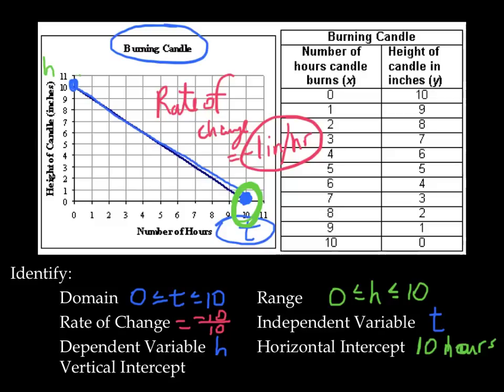Finally, for the vertical intercept, that's over here. The vertical intercept is 10 inches. That vertical intercept represents the point where the line intercepts the y-axis, in this case the h-axis, and that is also representative of the original height of the candle.